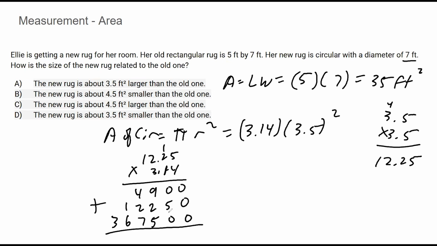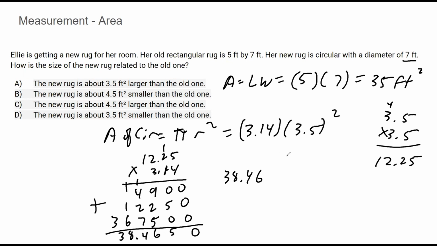Now I'm going to add these up. I get 0, 5. Let's see, 14, 16. 4, 5, 6, 7, 14. 6, 7, 8, and 3. And I move the decimal over 4. 1, 2, 3, 4. So I get 38.46.